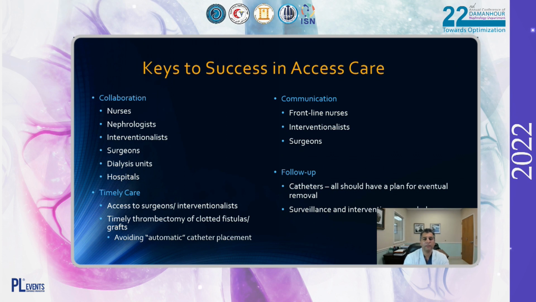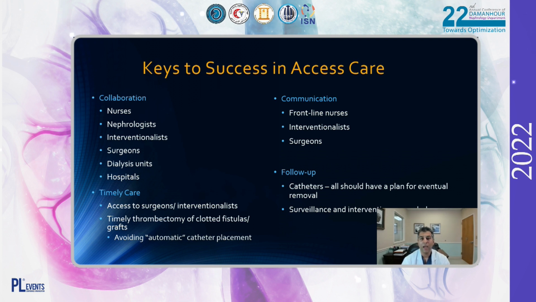So the keys to success in access care are really working together. It's a collaboration between nurses, nephrologists, and the interventionalists or surgeons in the dialysis units and hospitals. At the end of the day, we're here to serve the patients in the dialysis units to help make these accesses work better and better. Timely care is important for us. We really want to get to these accesses and manage any problems so the patients can get good, safe dialysis without missing treatments. We really want to minimize catheter use in the United States as much as we can because of the infection risk. And it's constant communication, working with nurses, working with technicians who are working with our patients and the surgeons.